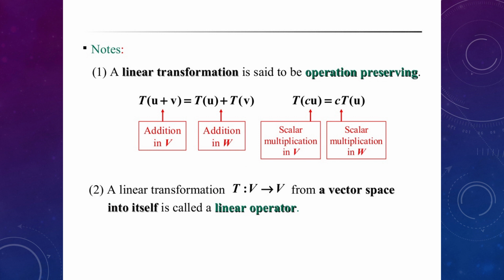A linear transformation is said to be operation preserving: T(u + v) = T(u) + T(v), and T(cu) = cT(u). Addition in V maps to addition in W, and scalar multiplication in V maps to scalar multiplication in W. A linear transformation T from V to V, from a vector space into itself, is called a linear operator.